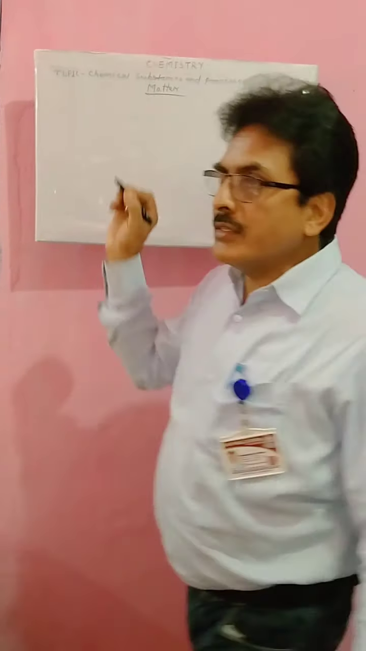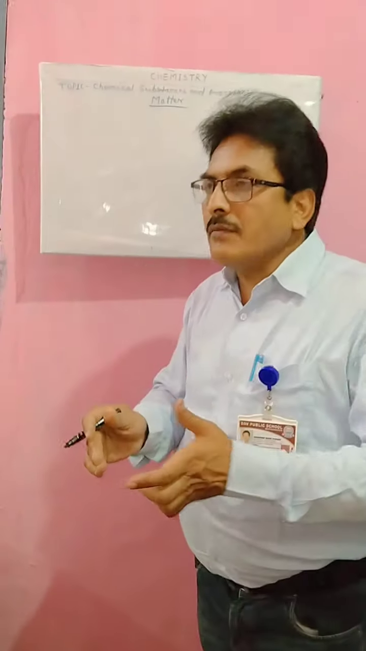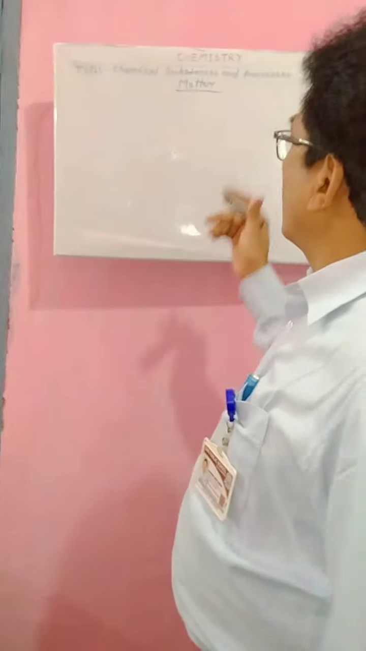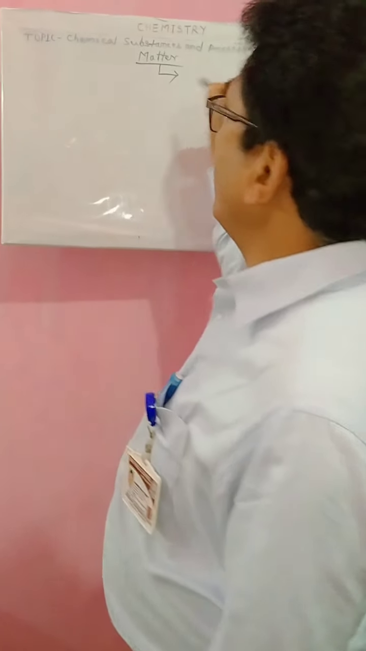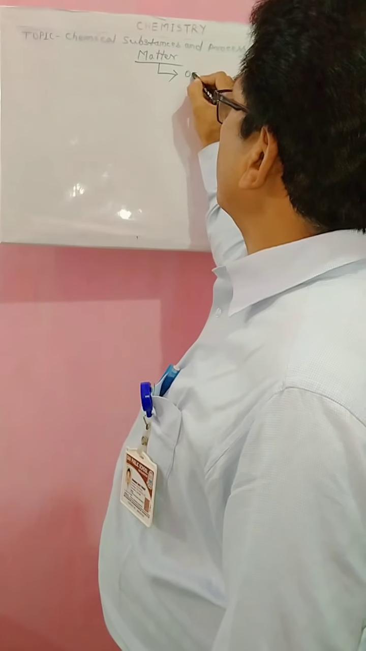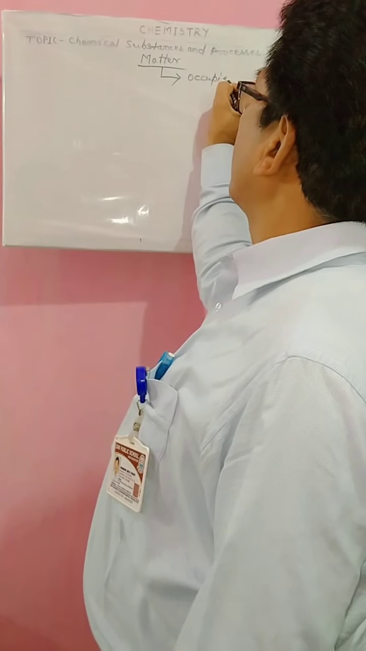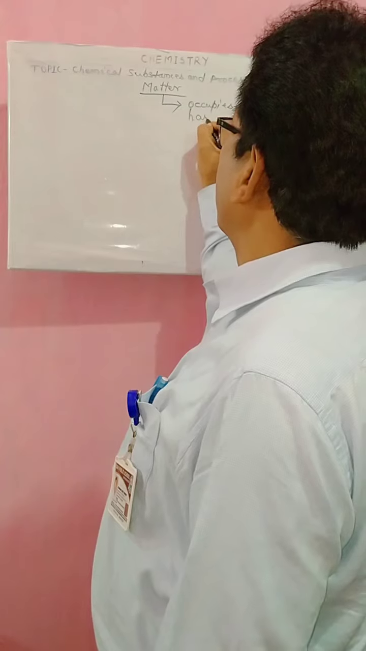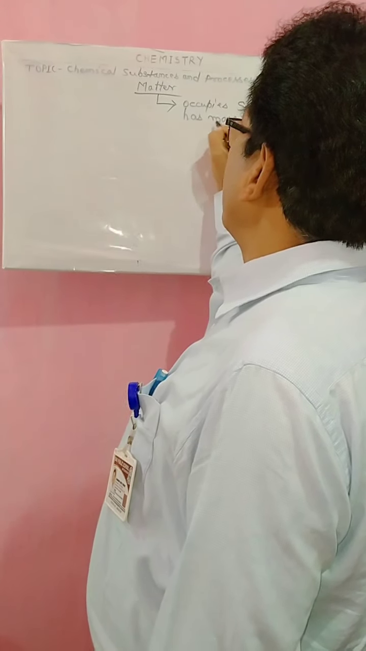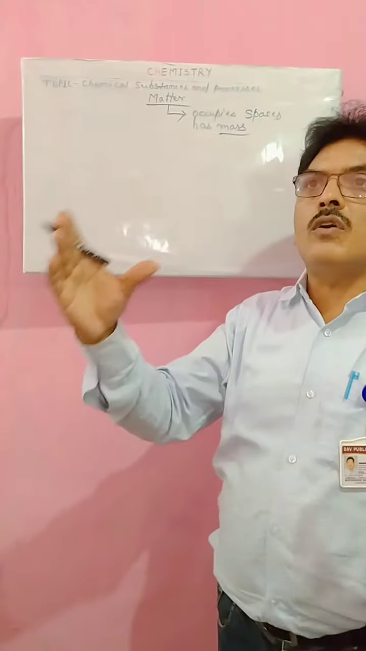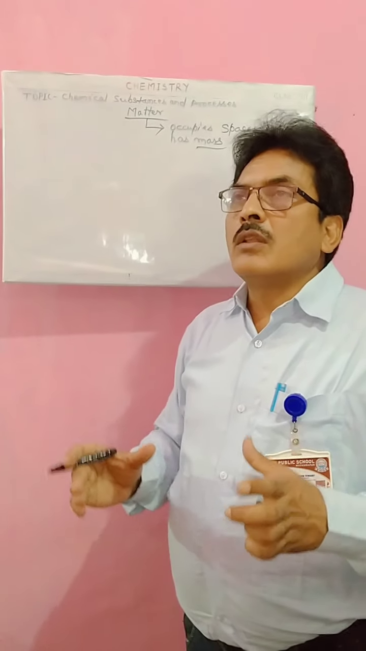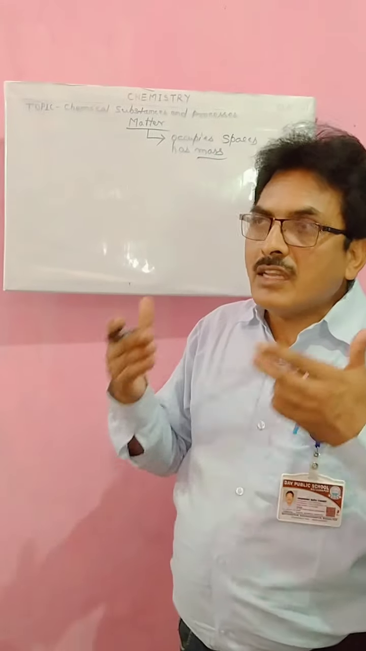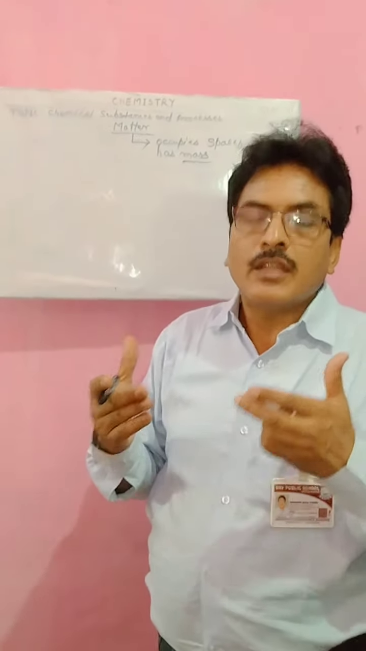The definition of matter is that anything material which occupies space and has mass is known as matter. So there are two highlights: it occupies space and has mass, right? On the basis of this definition, there is a wide range of materials that can be called matter when it occupies space and has mass, right?